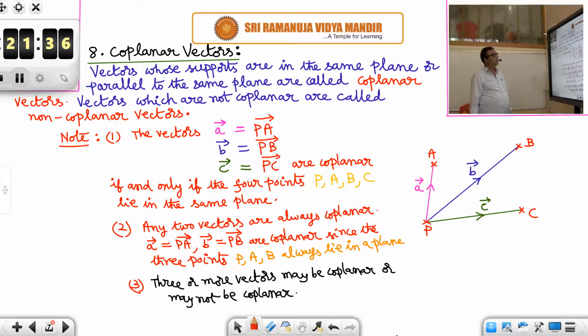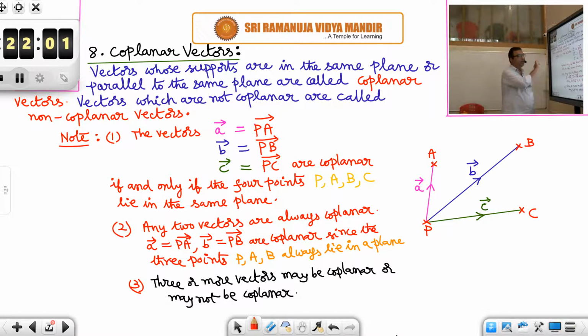Okay, next point. Coplanar vectors. Vectors whose supports are in the same plane or parallel to the same plane are called coplanar vectors. Vectors which are not coplanar are called non-coplanar vectors.